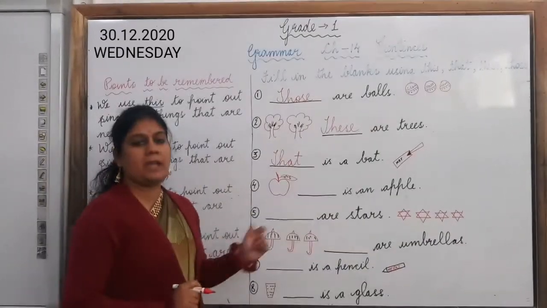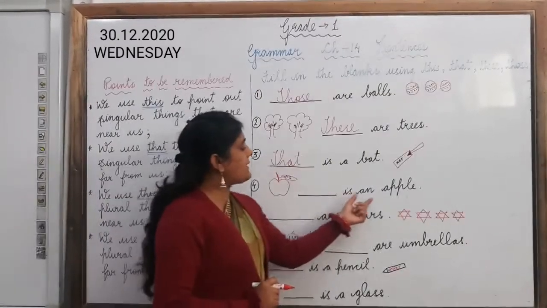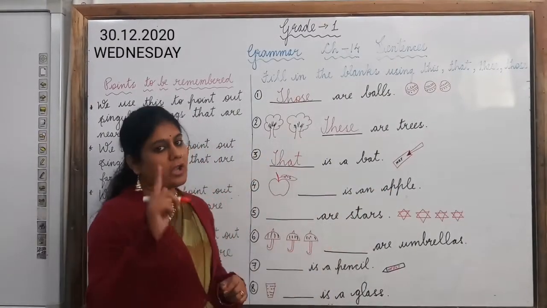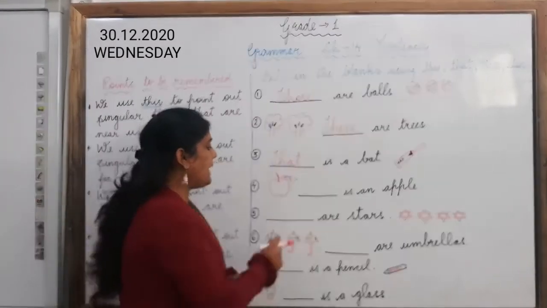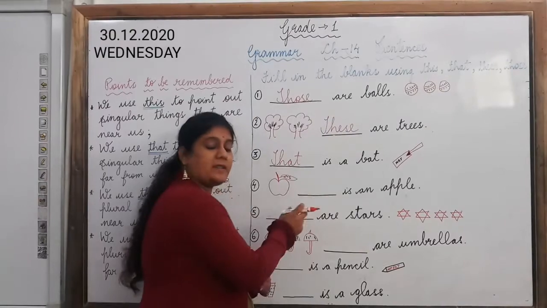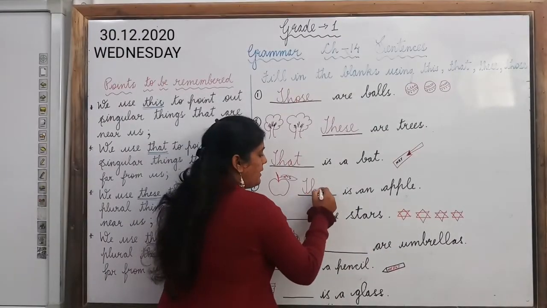Now the fourth question. Here you can see one apple I have drawn. Dash is an apple. Here we are talking about only one apple. So it is singular and it is near to the blank, or we can say it is near to us. So we will use the word this here.